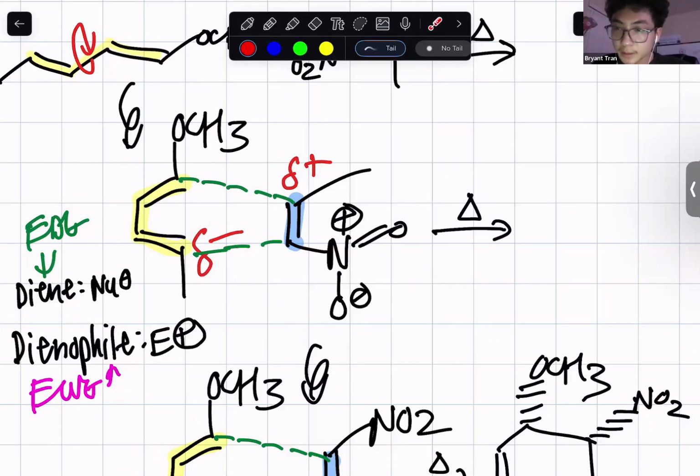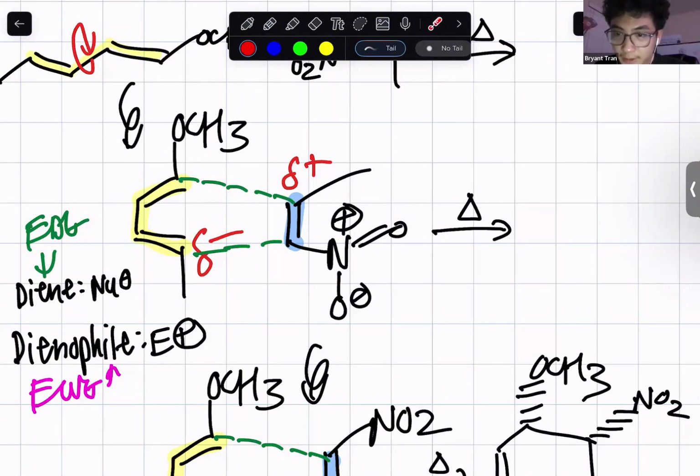Do you automatically assume that EWG will put partial positive on the furthest alkene carbon while EDG puts... Yes, on the dienophile. Yes, you can assume that. Can you discuss question 3? Yes, I can. After these questions.